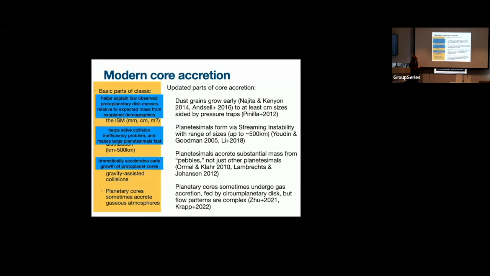I'll just point out that each of these changes sort of addresses some of these problems that I talked about before. The early grain growth can help explain low disk masses. The planetesimal formation plus pebble accretion can both explain the timescale problems of getting a core and also the efficiency problem of turning enough of the solids into planets. And this last one, again, the complexities of the growth of atmospheres may explain the rarities of giant planets.